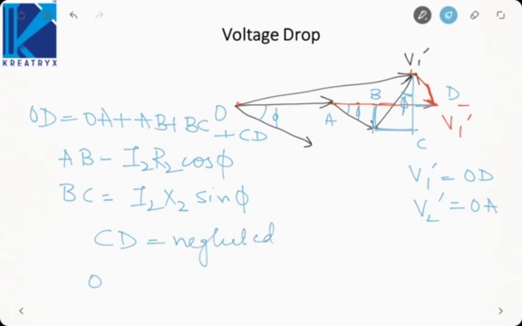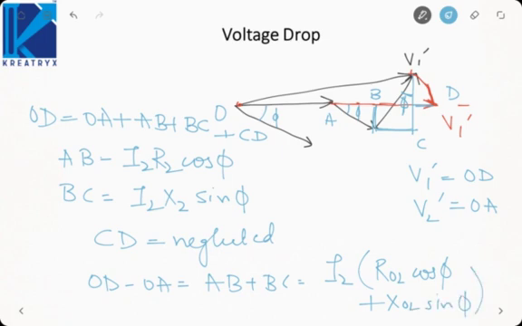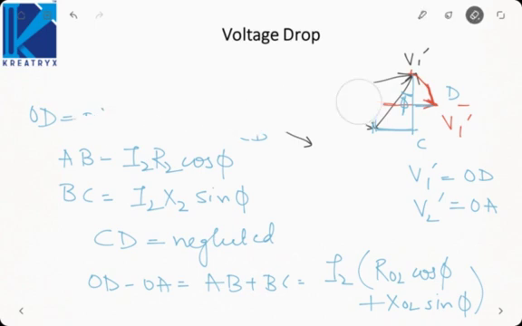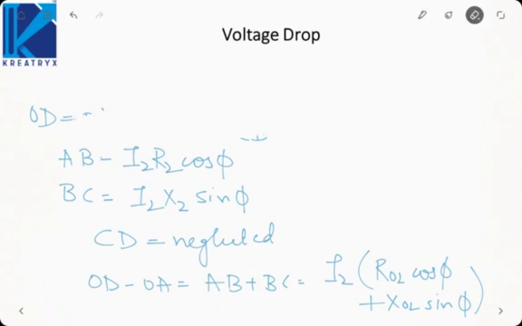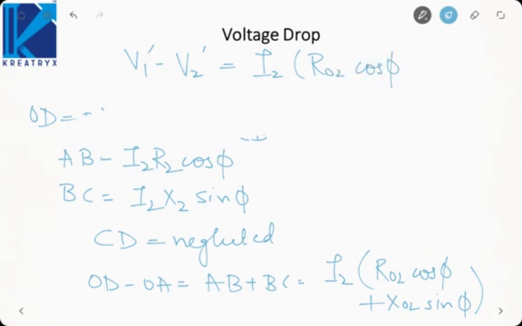So what I can say is OD minus OA is equal to AB plus BC, which is equal to I2 into R02 cos phi plus X02 sin phi. This is the voltage drop in the secondary winding of the transformer. This expression we have derived for a lagging load. If we take a leading load, then V1 dash minus V2 dash can be written as I2 into R02 cos phi minus X02 sin phi. This expression will come if we take a leading load.